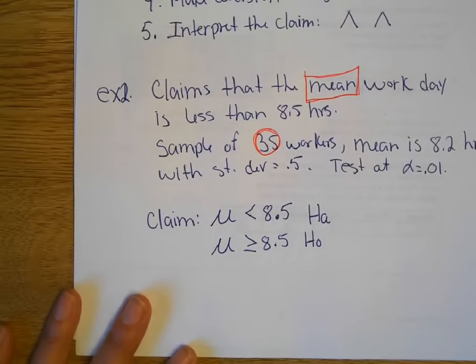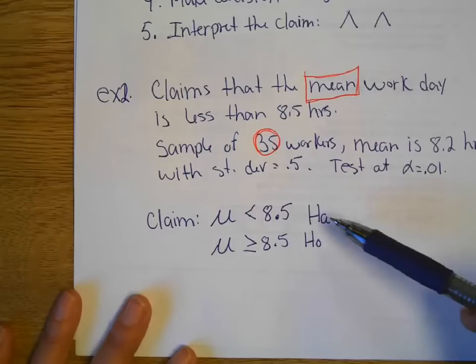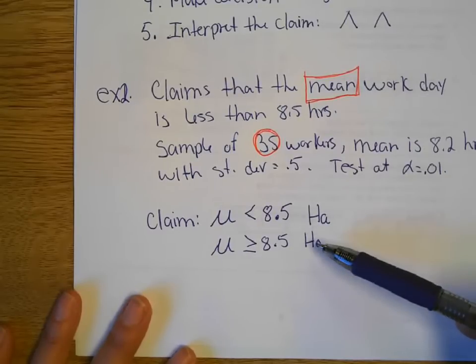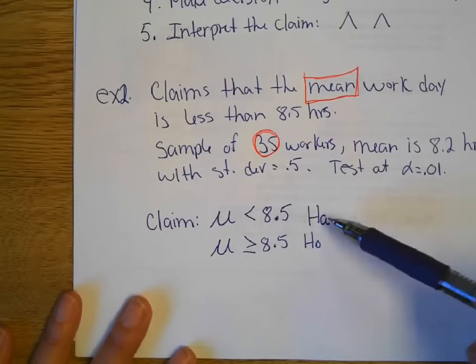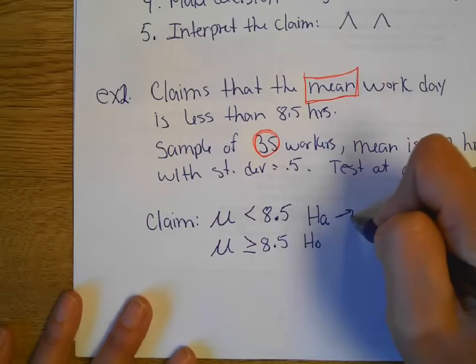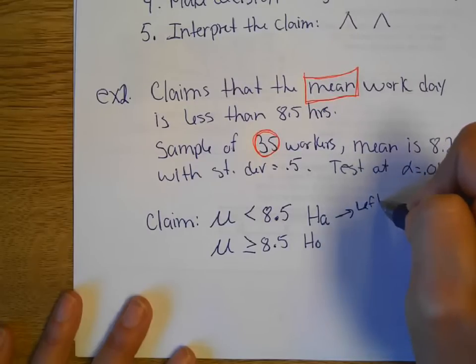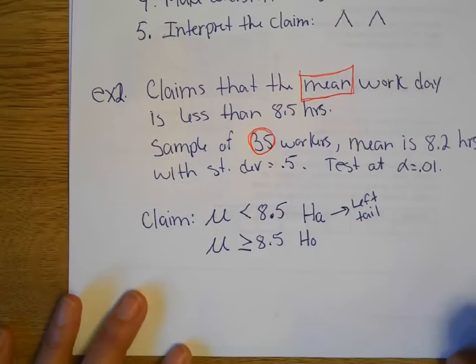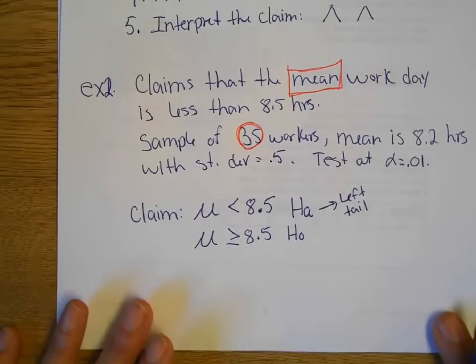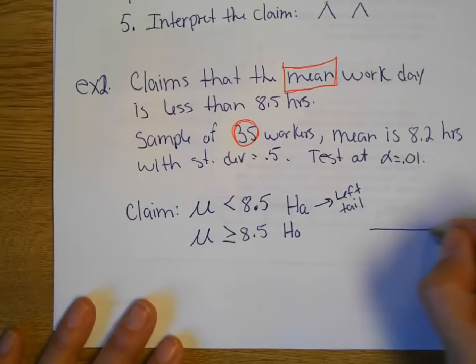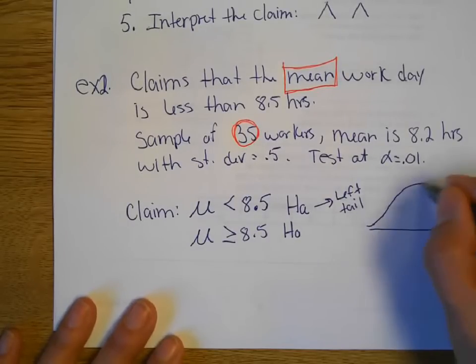Sketch the rejection region. Which one tells me where my rejection region's at, the Ha or the Ho? I think the Ho. You are wrong. The Ha determines where the tail of the rejection region's at. So the Ha tells me left tail. Yep, and that was back from Thursday. The Ha determines where your rejection region's at. Okay, so we're going to have a rejection in the left tail.